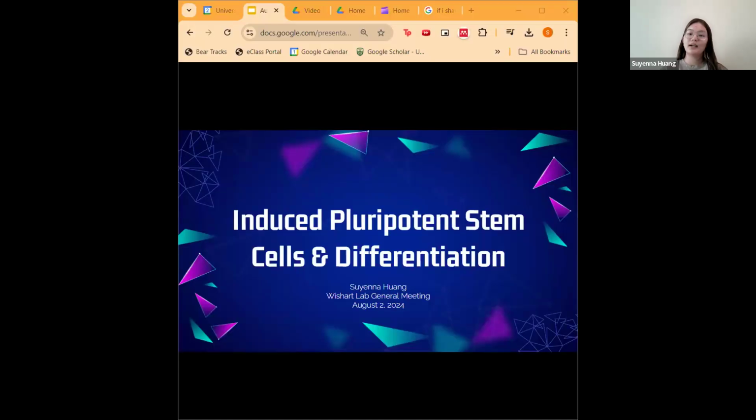pluripotent cells and the differentiation process.